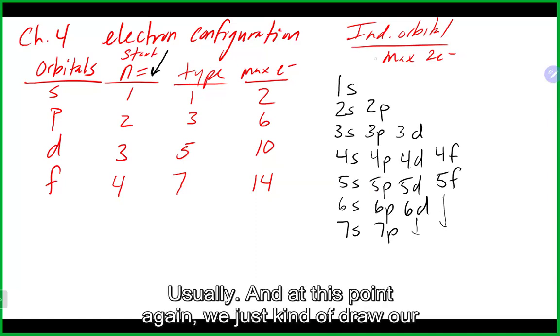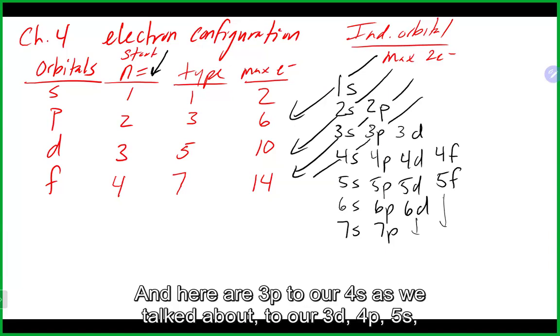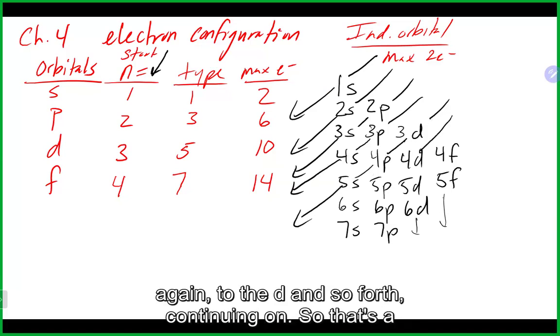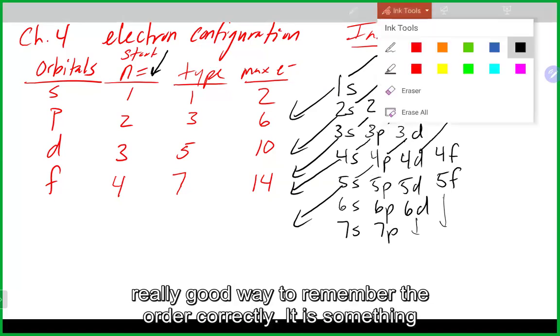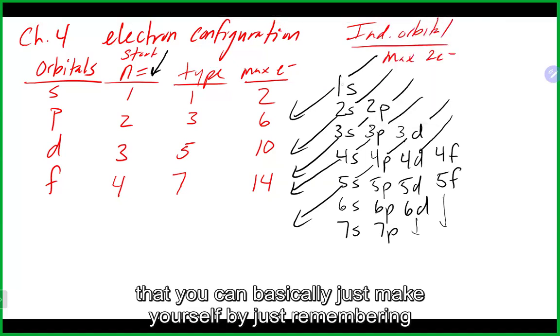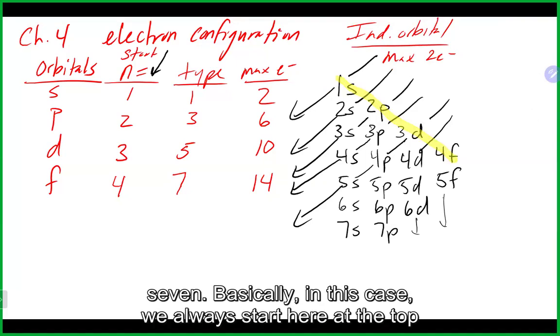And at this point, again, we just draw our arrows, and now we have our order in which this goes: 1s, 2s, 2p, 3s, 3p to our 4s as we talked about, to our 3d, 4p, 5s, again to the d and so forth, continuing on. So that's a really good way to remember the order correctly. You can basically make it yourself by remembering it that way, and then just going down again with 1 through 7, basically, in this case.